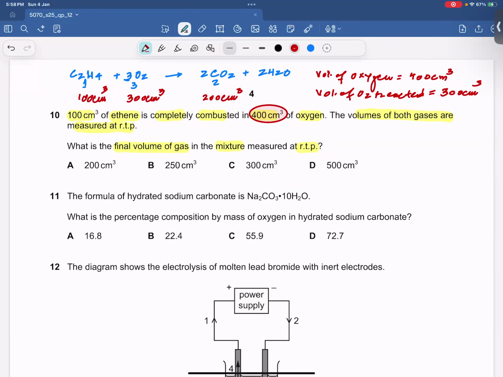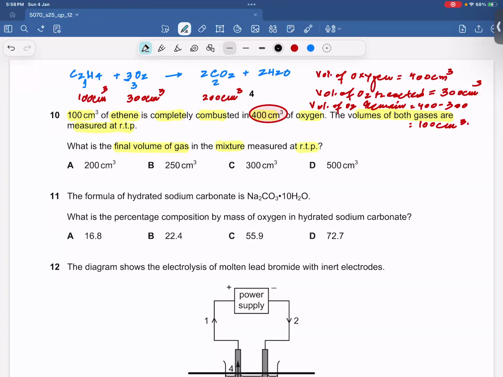So volume of oxygen reacted according to molar ratio, 300 cm3. So volume of oxygen remaining after reaction: 400 initially, 300 reacted. So when we subtract these two values, the remaining amount of oxygen would be 100 cm3.